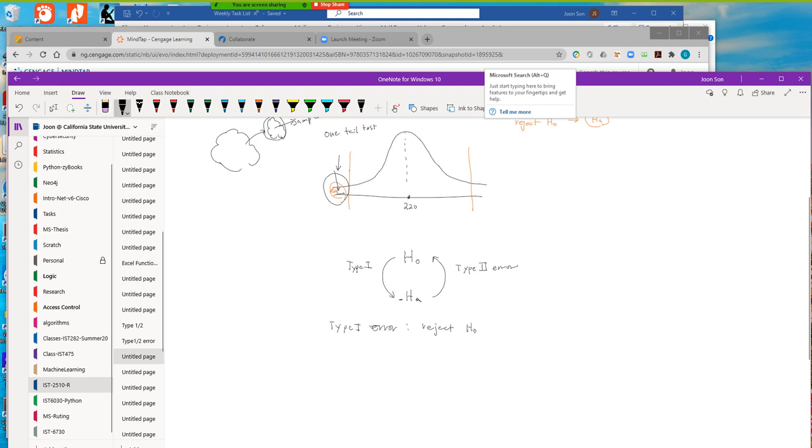In reality, although in reality the null hypothesis is true, you reject the null hypothesis, and end up taking the alternative hypothesis. And you know that this is alpha, the level of significance. Okay, so that's what type 1 error is.